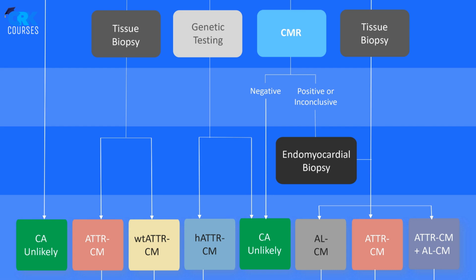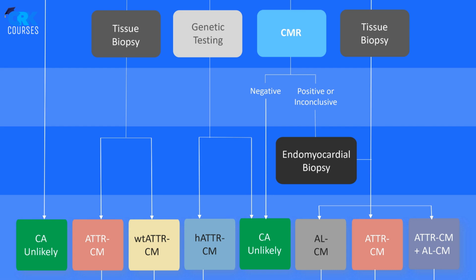Step 4. Confirm subtype and recommend follow-up. Once subtype is confirmed, Step 4 focuses on final diagnostic labeling and ongoing management. If AL amyloidosis is identified, the patient must be referred for hematologic treatment, typically chemotherapy or stem cell transplant. If ATTR-CM is diagnosed, wild-type ATTR often affects elderly men and is managed with transthyretin stabilizers like tafamidis. Hereditary ATTR requires not only treatment, but also genetic counseling and screening for family members.